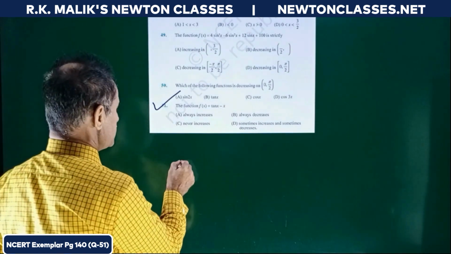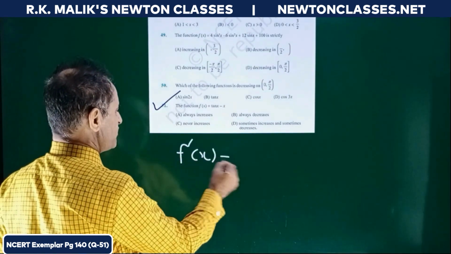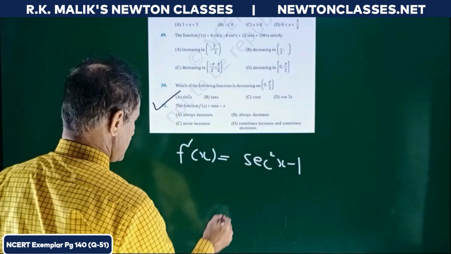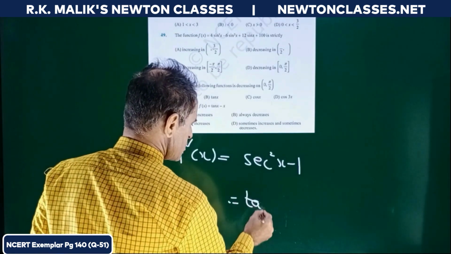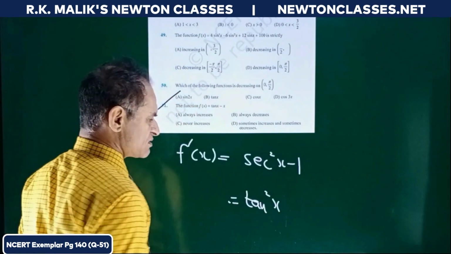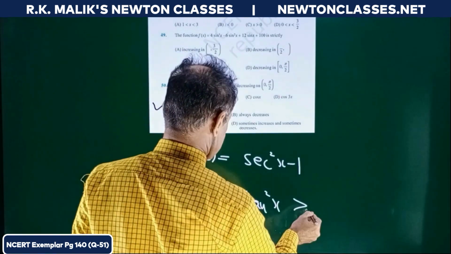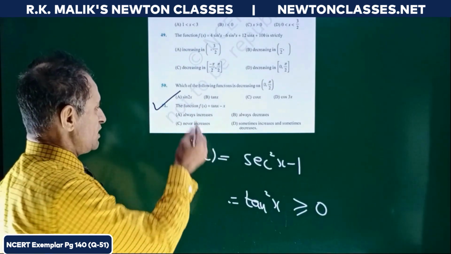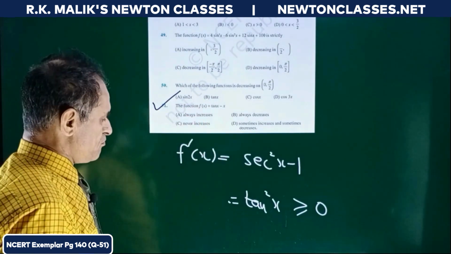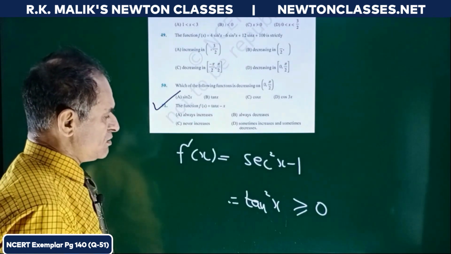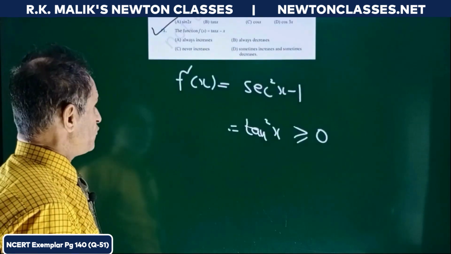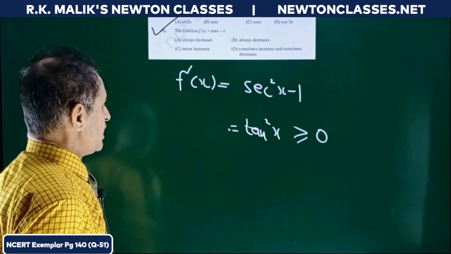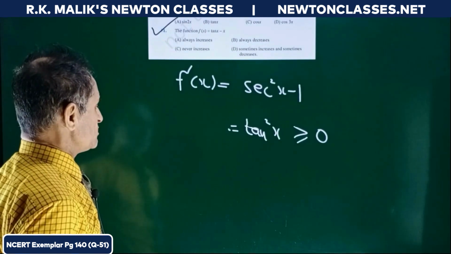See, actually everybody does it this way. They say f dash x is secant square x minus 1, which is equal to tan square x, and this is clearly greater than or equal to 0 for all values of x. Hence this function is always increasing. But before understanding the mistake in this solution, first see the logic on the basis of which I am saying that always increasing, that is choice A, is wrong.